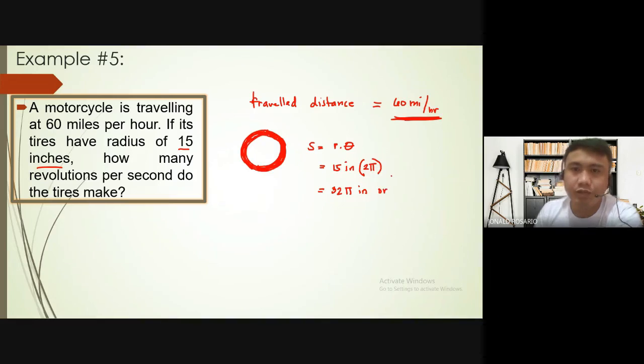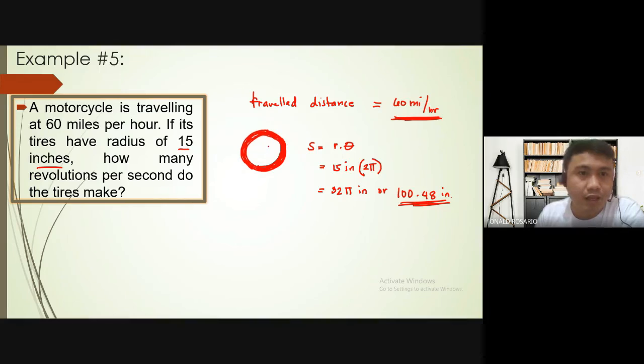Or, i-multiply natin sa 3.14. So, 32 times 3.14. So, you can have 100.48 inches. Okay, so 100.48 inches or 32 pi inches yung isang ikot. Ibig sabihin, isang ikot nung tires ng ating motorcycle, nakatravel na siya agad ng 32 pi inches or 100.48 inches sa isang ikot.